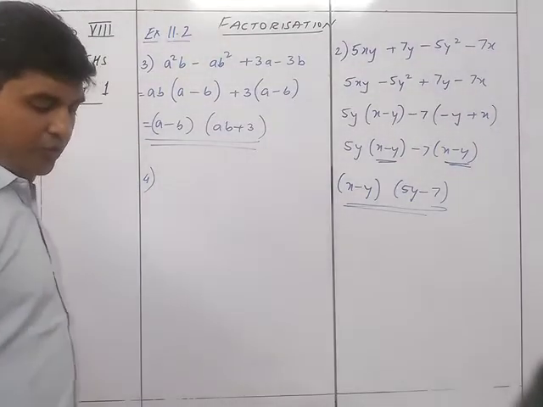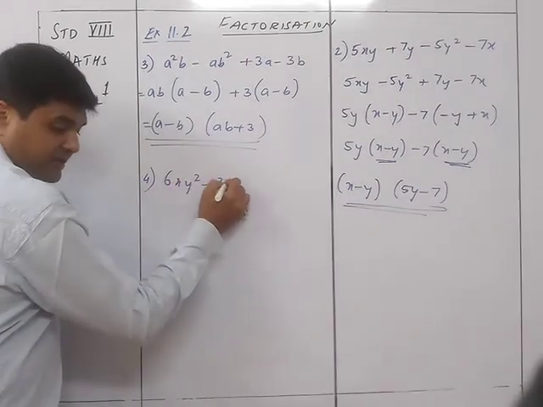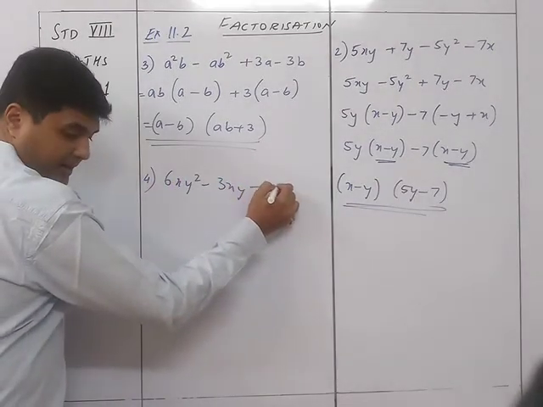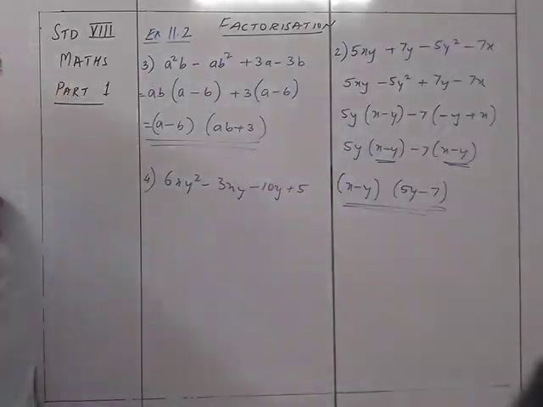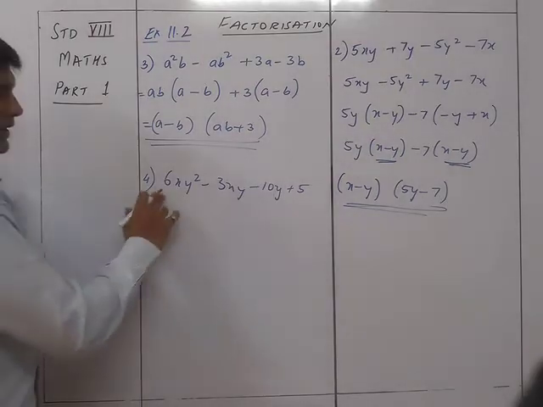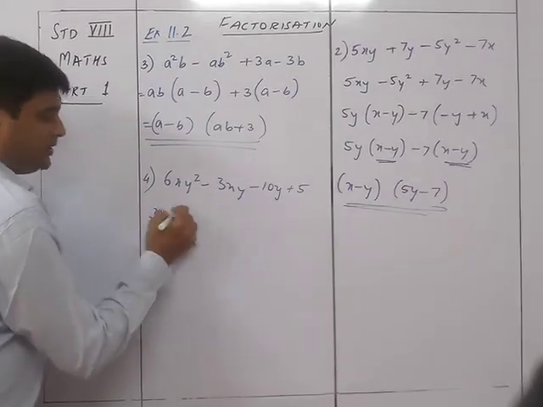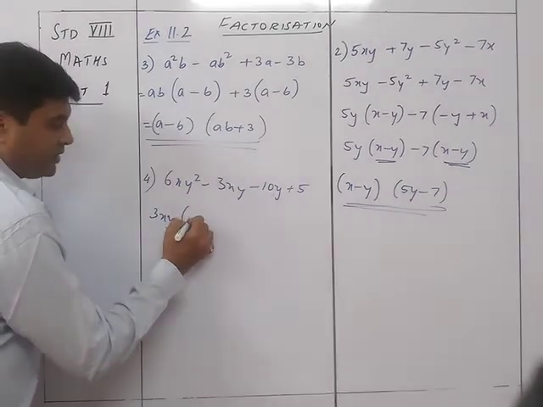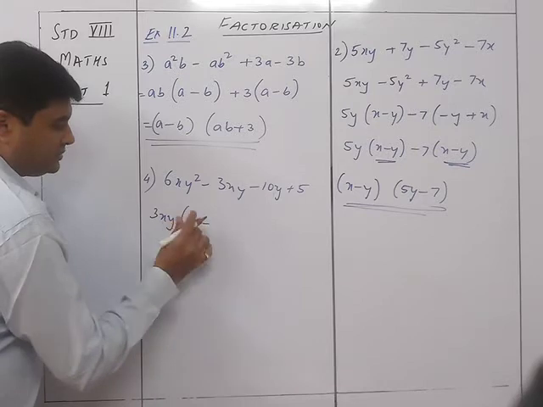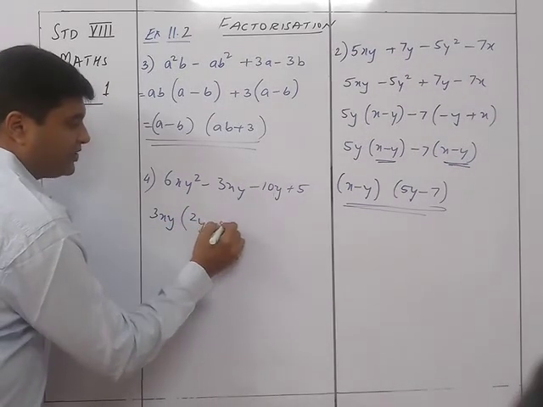Moving on to sum number 4. 6xy square minus 3xy minus 10y plus 5. Same way, 6 and 3, what is common? 3 is common. x is common here. y is common here. Accordingly, what remains here is 2y minus 1.